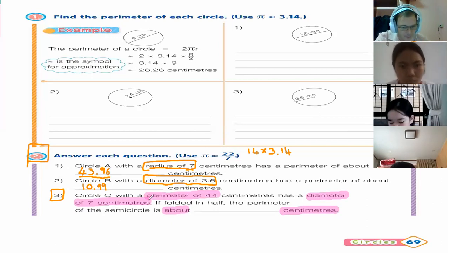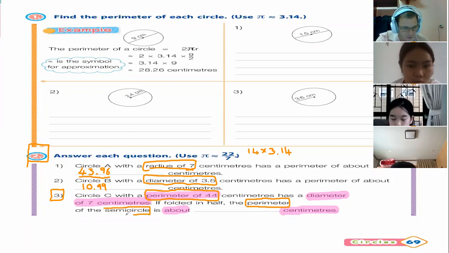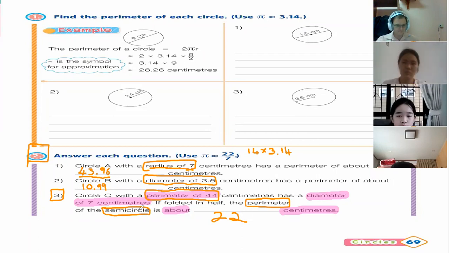Firstly, we can look at the perimeter. They give us a perimeter here already of 44 for the whole circle. Now they want us to calculate the perimeter of half a circle. So we just divide by 2 to get to 22. Just divide by 2, because a semicircle is half of a normal circle. Okay. So that's it for perimeters.